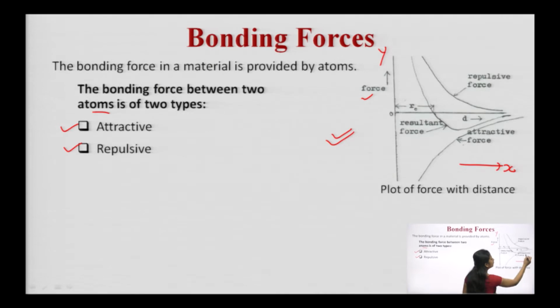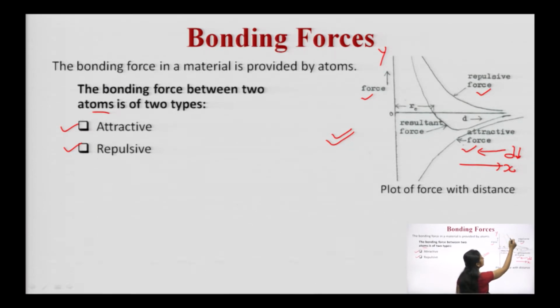In that case there is a negative attractive force which is quite prominent. But as this distance is decreasing, you are moving toward the left. Now this attractive force is quite significant over here, but at the same time you can see there is a variation in the repulsive force. As the distance reduces, this repulsive force increases.